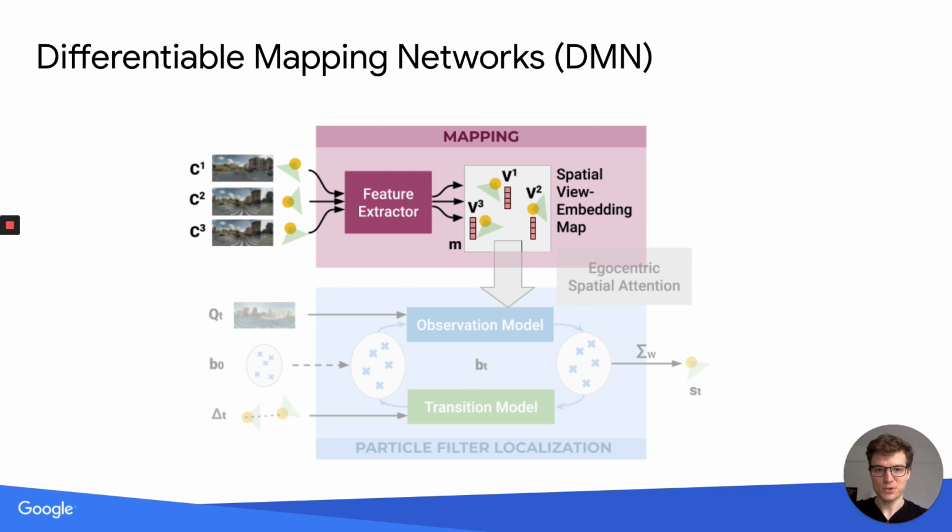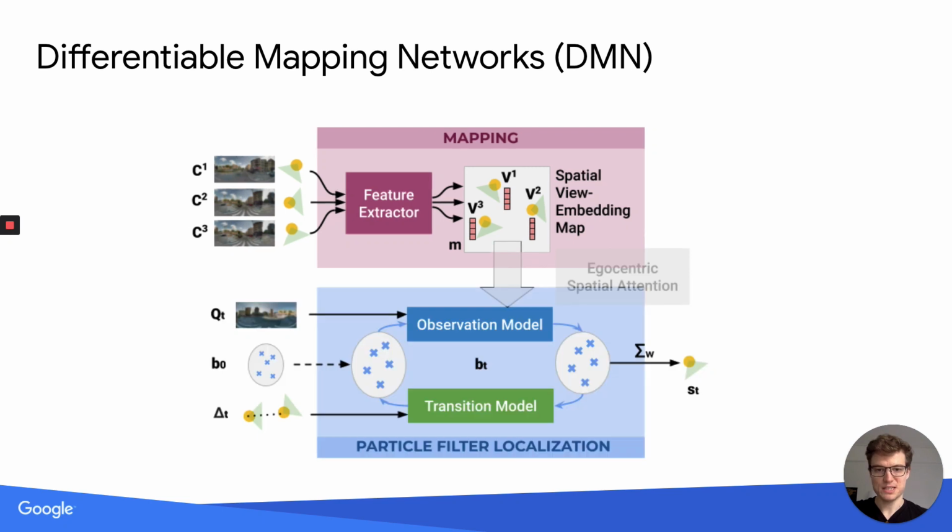The mapping component extracts embeddings for each context image using a CNN. These embeddings are stored together with the known viewpoints. So this set of viewpoints and embeddings define our map, which we call the spatial view-embedding map. The map is then used in a differentiable particle filter for localization.